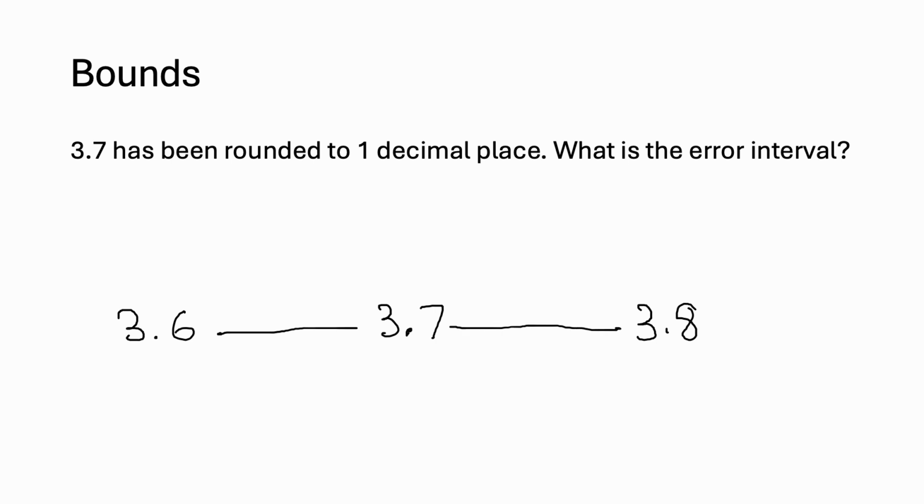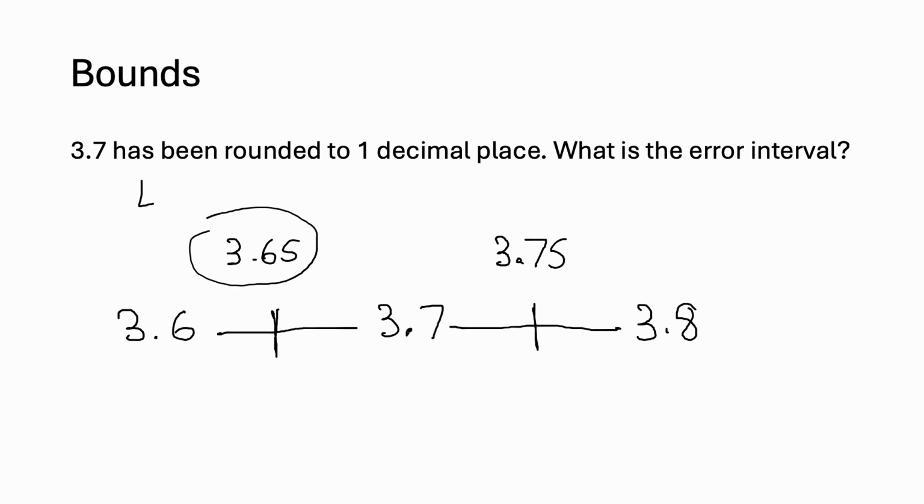And then to work out our upper and lower bounds, for our upper bound, we're going to work out what is halfway between 3.7 and 3.8, which is essentially 3.75. And then for our lower bound, we work out what is between 3.7, the middle number, and 3.6, which is going to be 3.65. So this here is our lower bound, and this one up here is our upper bound.